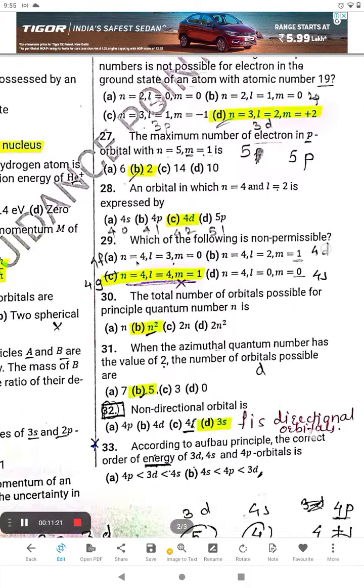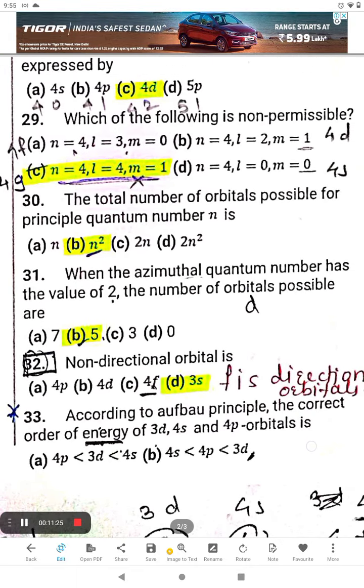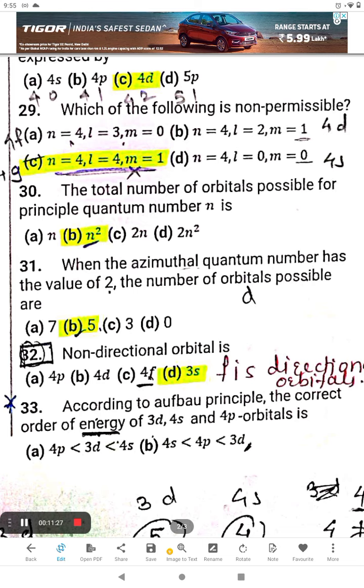Then according to the Bohr principle, the correct order of energy of 3d, 4s and 4p orbitals is... now see, the energy of 3d will be 3 plus 2, 5.